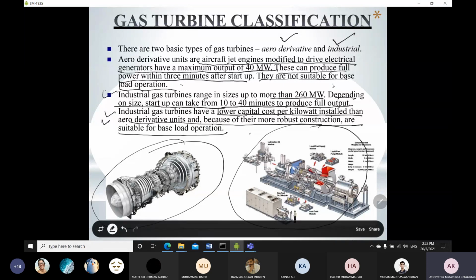So these are some classifications of the gas turbine which we commonly see in our daily life.